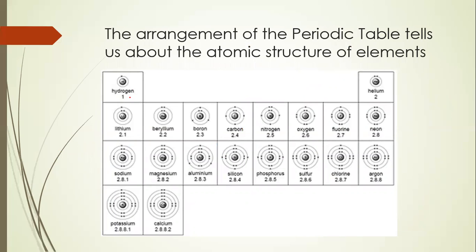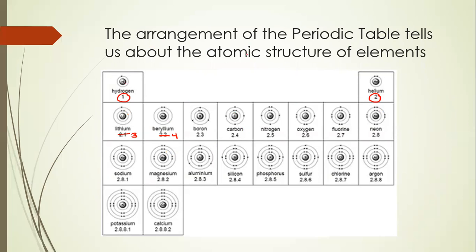Atoms are defined by the number of protons in their nucleus. So every hydrogen atom has 1 proton. Every helium atom has 2 protons. Every lithium atom has 3 protons, beryllium 4, and so on and so forth.